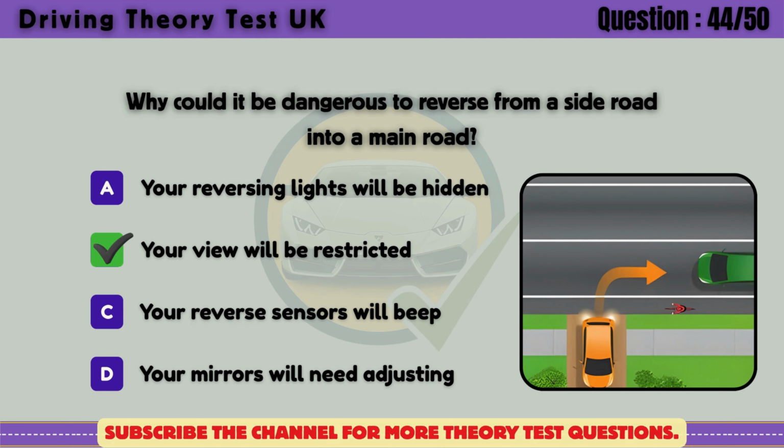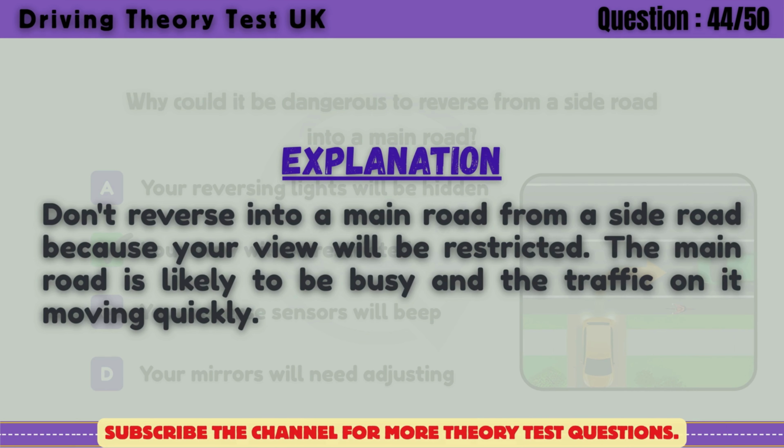Answer is B. Your view will be restricted. Don't reverse into a main road from a side road because your view will be restricted. The main road is likely to be busy and the traffic on it moving quickly.